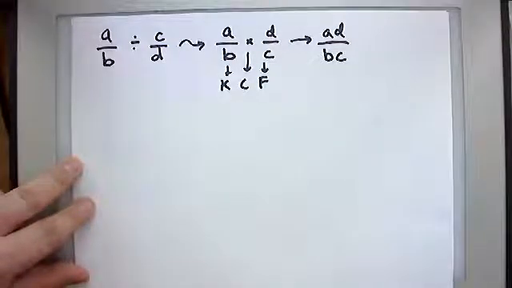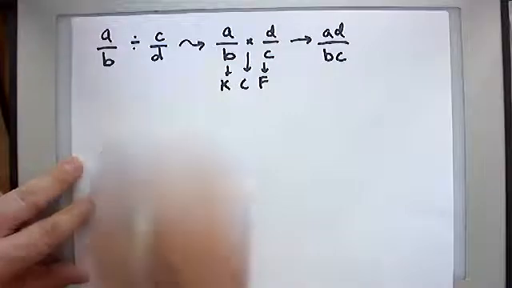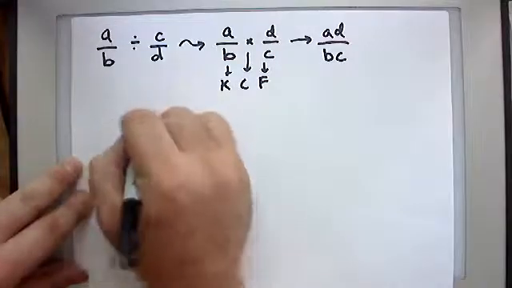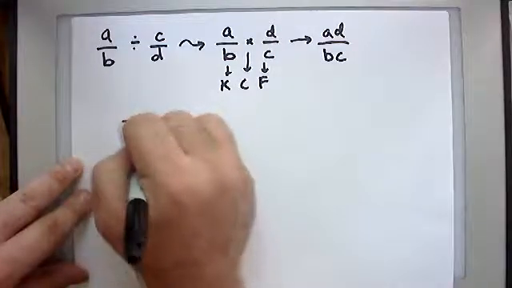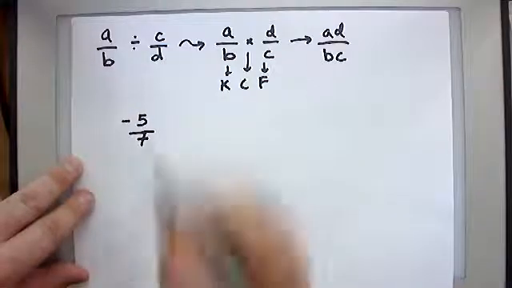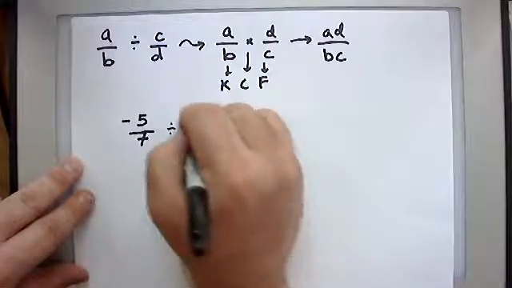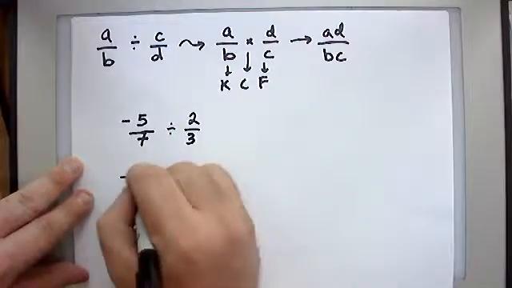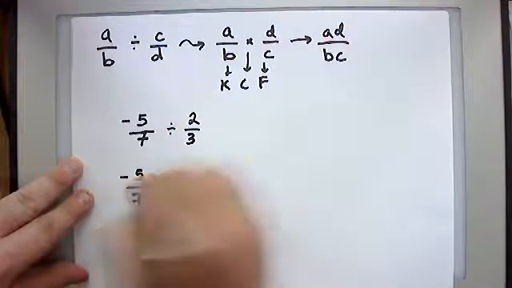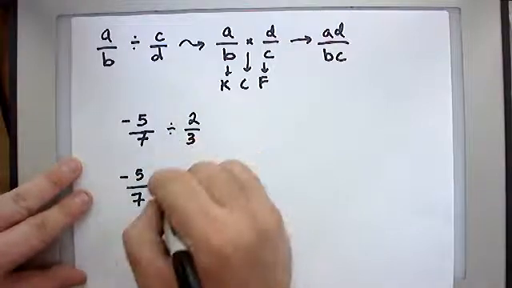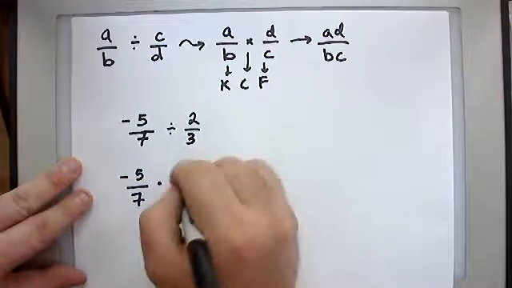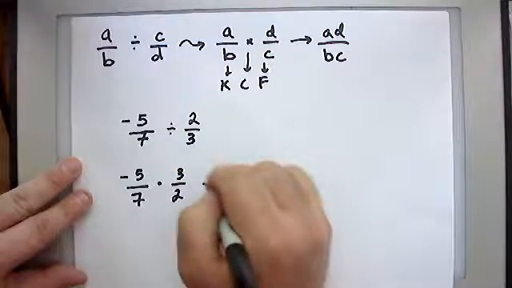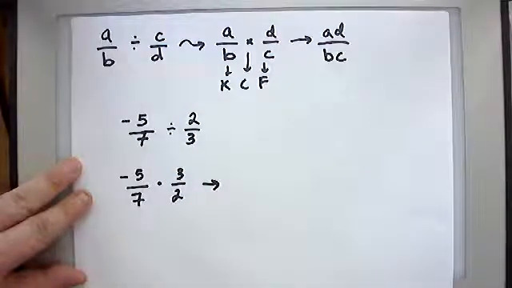Luckily, like I said, with division, it really just turns into multiplication, so we don't have to spend 1,000 years on this. Let's say I said negative 5 over 7 divided by 2 over 3. Well, like I said, we're going to keep the first one, so that's negative 5 over 7. We're going to change it to times, and we're going to flip the second one. And now it's just a brand new problem. Negative 5 over 7 times 3 over 2.